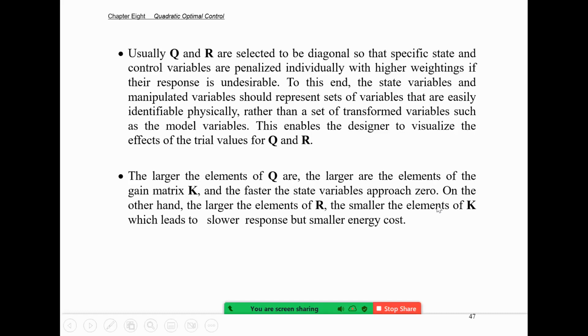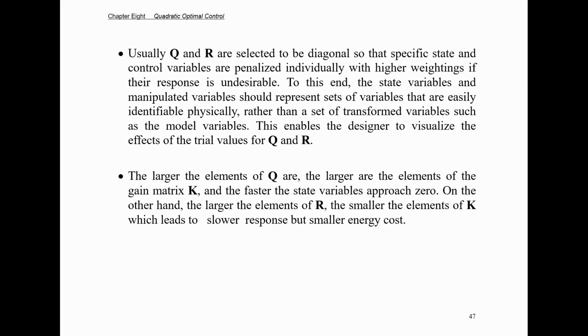And generally speaking, the larger value of this Q, which means you put more weight on the state variables, means that you want to make the state variables go to 0 as fast as possible. Okay, but we know you want it to be very fast.